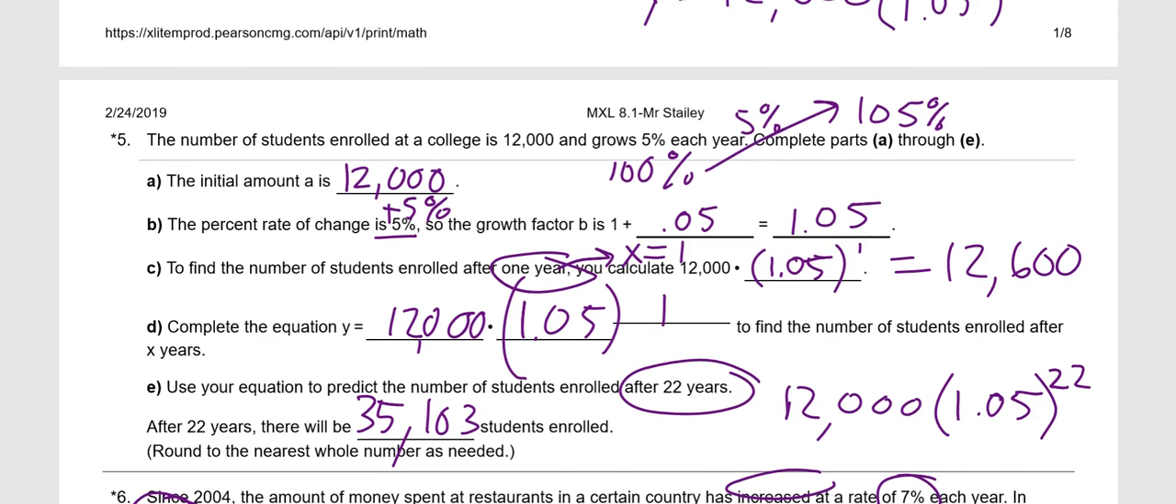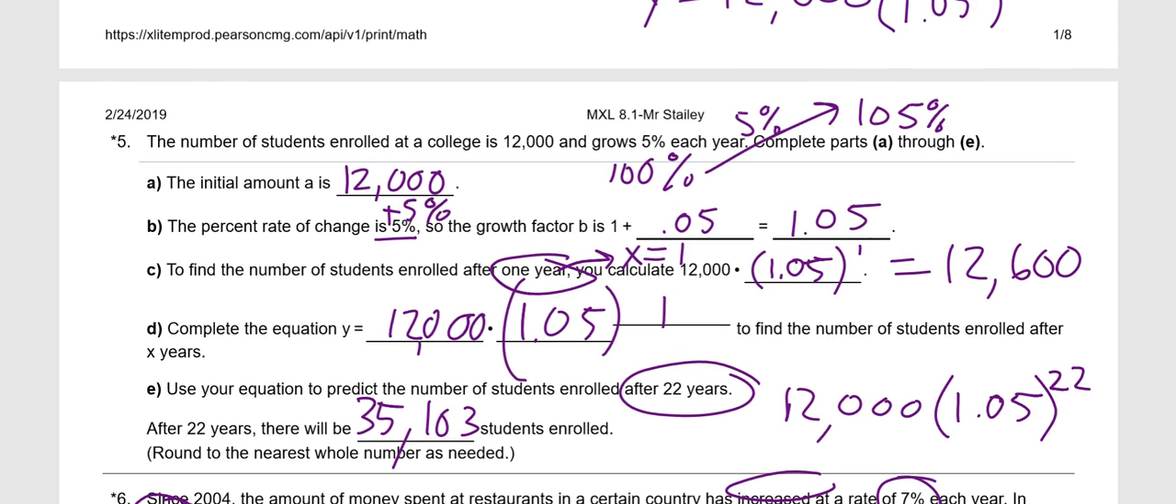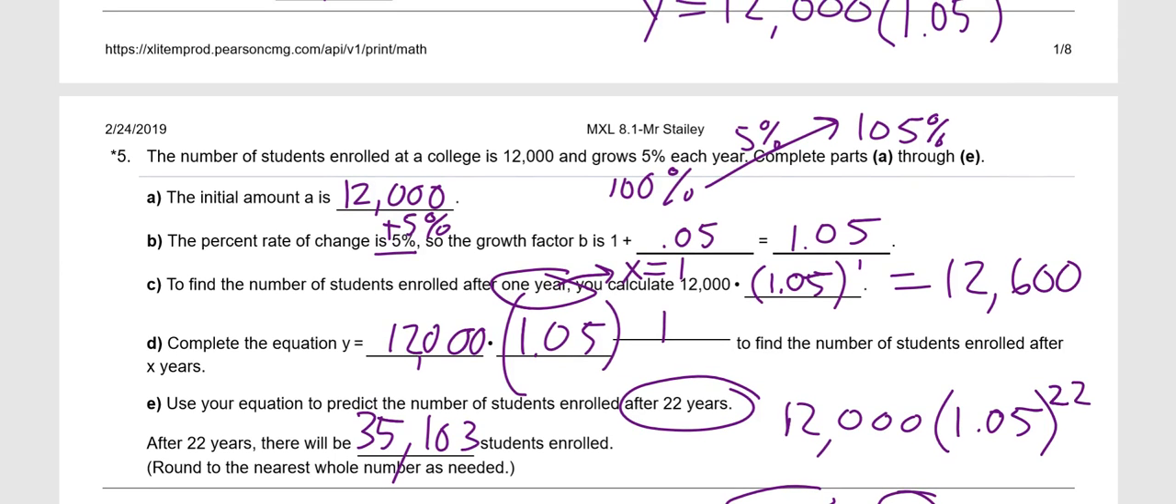So 35,103 is what you should have gotten if you plugged in 22. Hopefully, you feel comfortable plugging in those numbers.